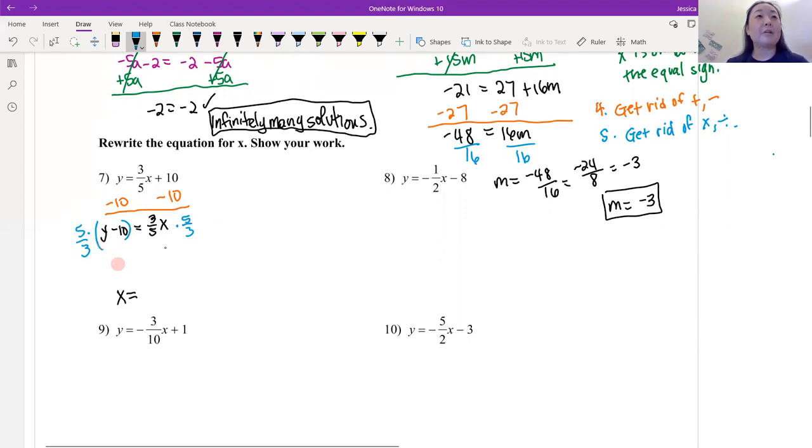Okay, so here we go. Now we're going to just distribute this. All right, so 5 times y is 5y over 3 minus 5 times 10, because 3 does not go into 10 evenly, so 5 times 10, which is 50 over 3, is equal to x. Remember, the 3 and the 5 cancel out. So this is just going to be 5 over 3y minus 50 over 3. The other way, I'll show you a different way to do it, but this is one way to do it.